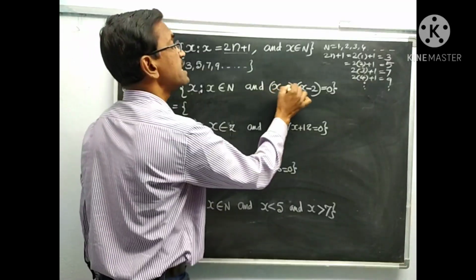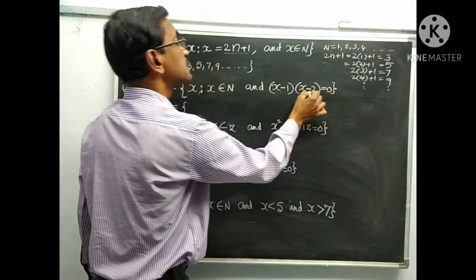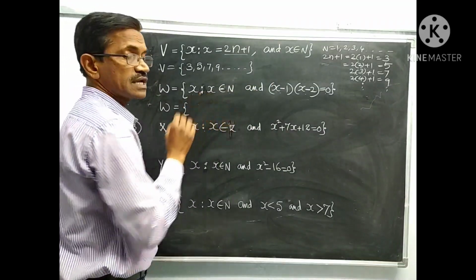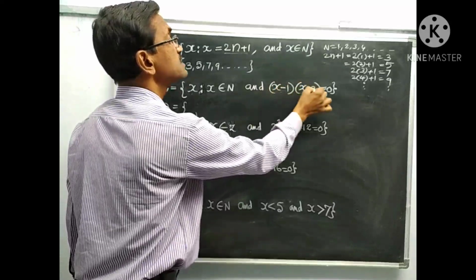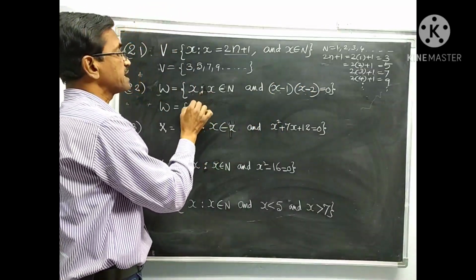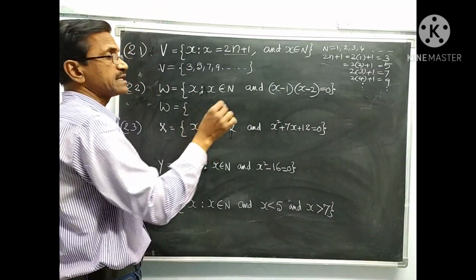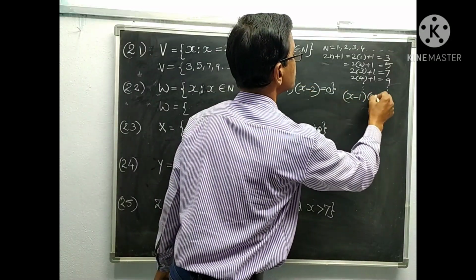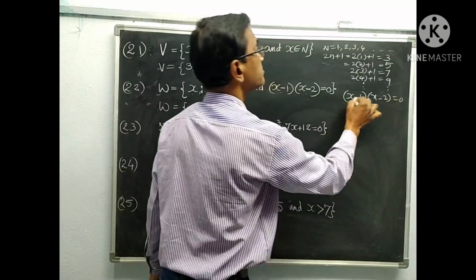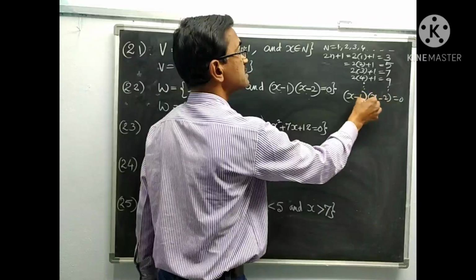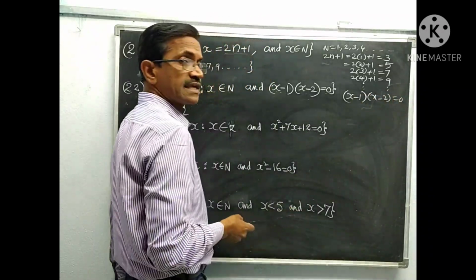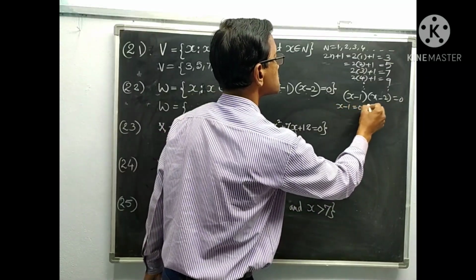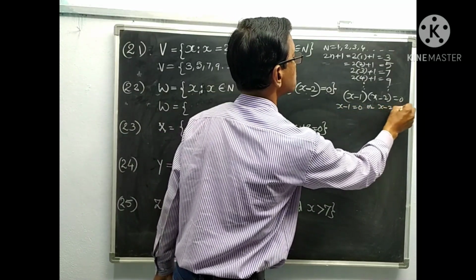The numbers which satisfy this equation, that number should be taken in this set only. The solutions of this equation only should be taken in this set. You can guess here: x minus 1 and x minus 2 is equal to 0. Here the product of two numbers is 0, so either may be equal to 0. X minus 1 is equal to 0 or x minus 2 is equal to 0.